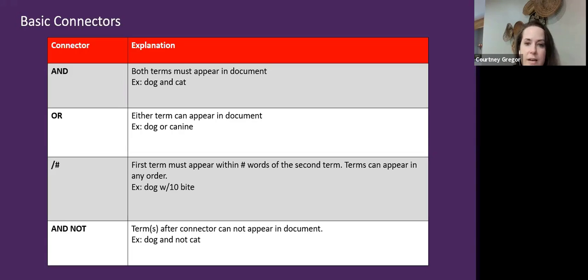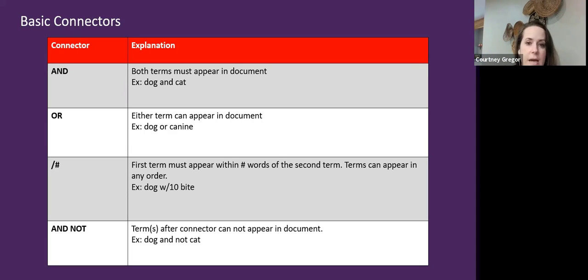Then the final basic connector, but it can be really powerful, is the AND NOT connector. And so this is really good as kind of a second look at your research. You can't always know that you have to use this one the first time you put in some results, but it's really great when you do an initial search and you realize that there are multiple lanes of your research going, and one of them is totally not on point for you. And you want to get that out of there so that you can really focus on the lane that is on point for you.